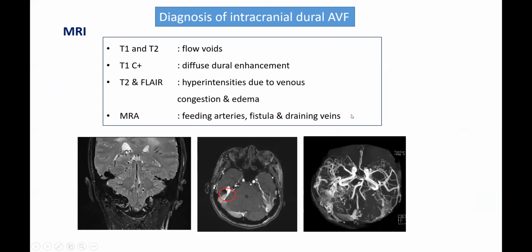In MRI, we can see mainly flow voids in T1 and T2. This is T2, where we can see the flow void in the right transverse sigmoid region. In the same patient here, we can see the fistulous point, and the right side transverse sinus is dilated and enlarged. On MR angiography, although it is very difficult to interpret in detail, we can appreciate that there is a dural AV fistula.